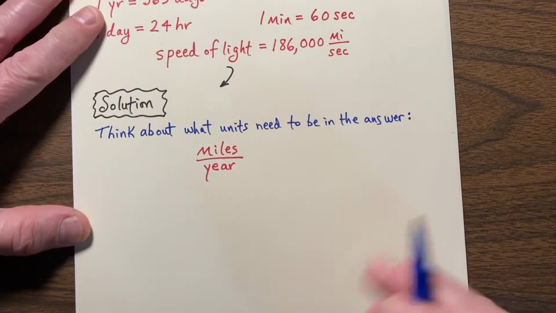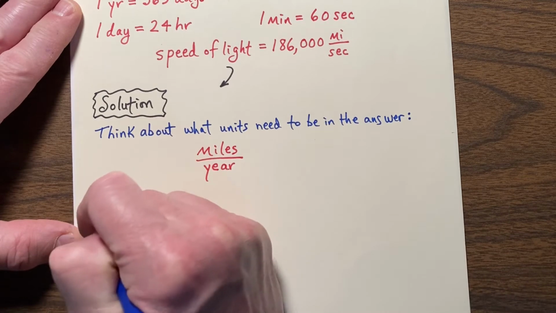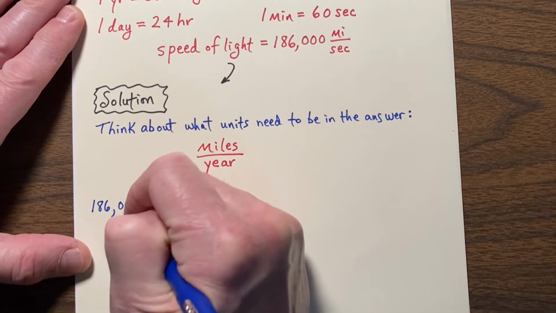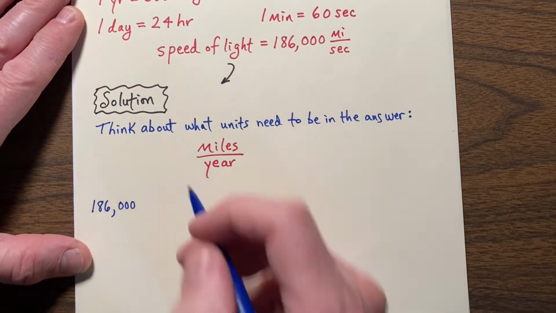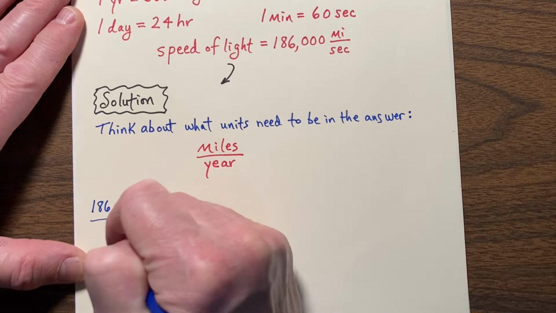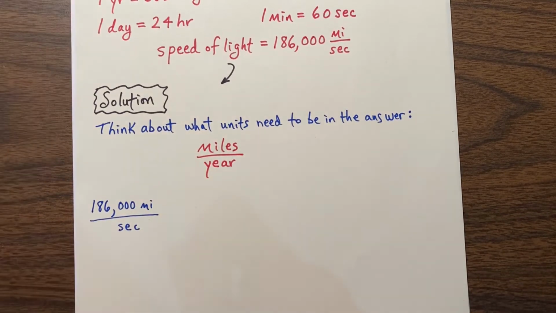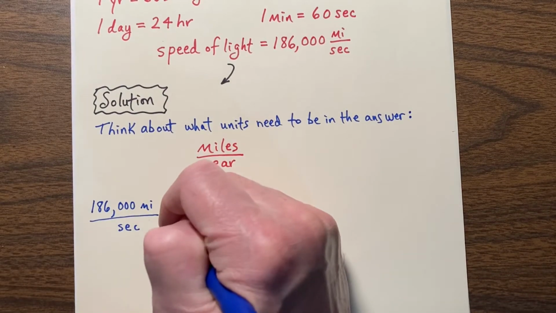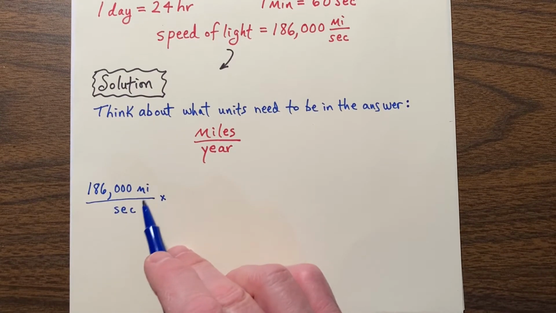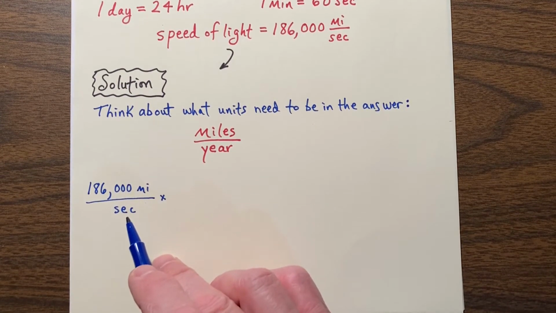So that would be a logical place to start. When you're showing calculations, it's a good idea to write them like fractions like this. So 186,000 miles per second would be your starting point. And now we want to get to miles per year. So we can just leave miles alone, and all we have to do now is convert seconds to years.